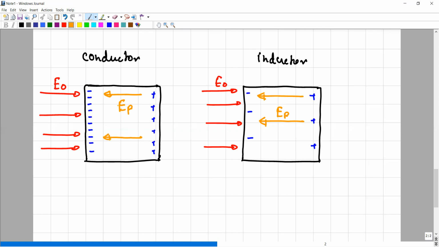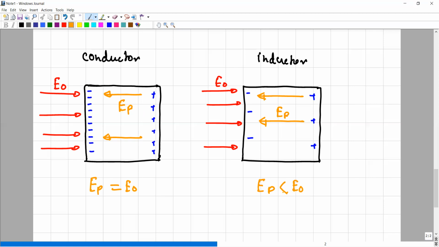Now in the conductor, because the polarization is very intense or very high, EP is almost equal to E naught. That is, the electric field set up by the polarized charge is almost equal to the external electric field. But this is not the case in the insulator. In the insulator, EP is quite less than E naught.